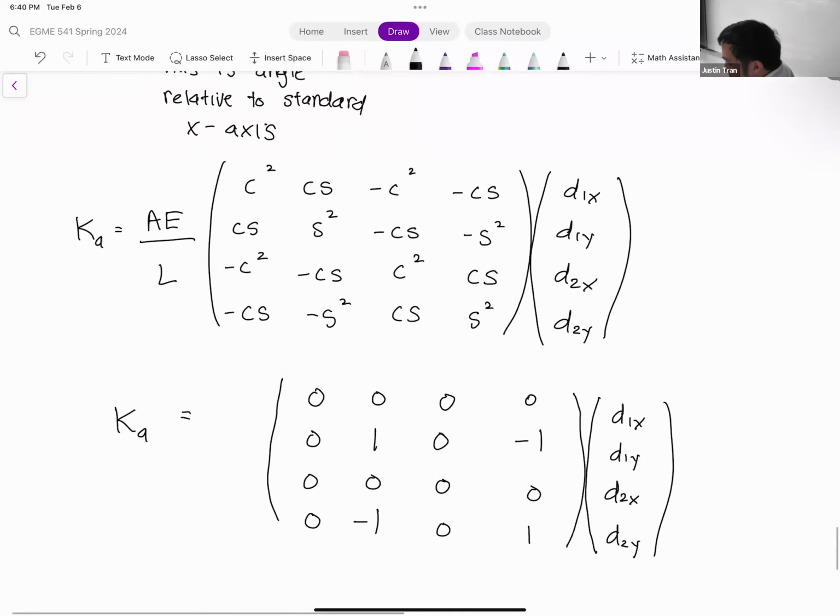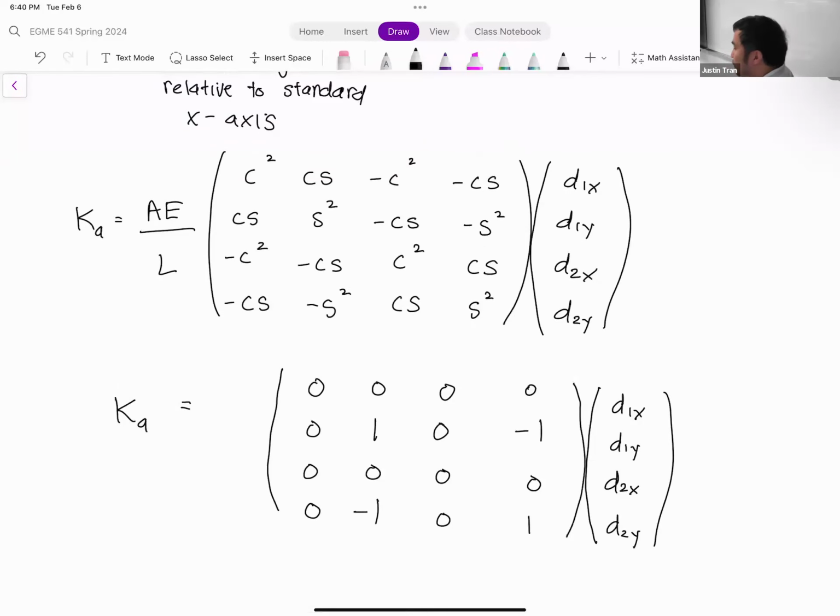When you have a 2D element, the first thing is to establish what the angle is, compute the cosine and sine of that angle, and then just start plugging and chugging. It's plug and chug on steroids here. It's a lot to do. Any questions on how we got this result here?